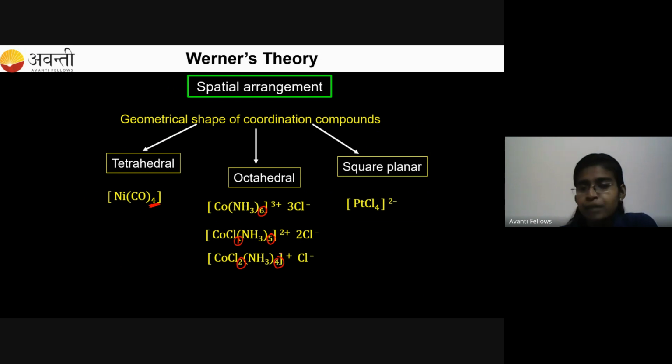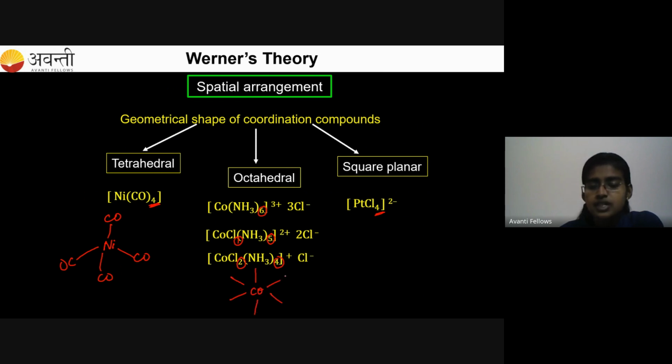Okay. And there is also one more name for a 4 coordination system, which is square planar. So PtCl4 2 minus is square planar in geometry. Got it? So what is tetrahedral? Ni(CO)4. So this is tetrahedral. And in octahedral, the metal will be at the center, and all 6 sites will be occupied by 6 ligands. This is octahedral. We will discuss all these geometries in detail in the later part.